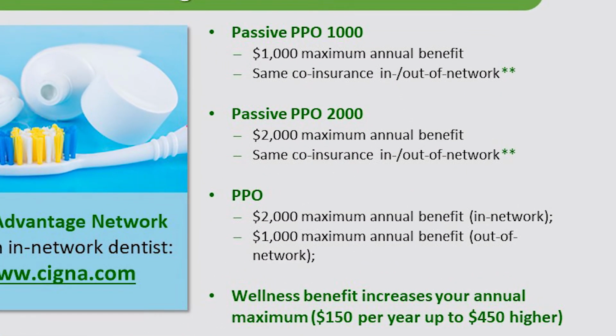So we're offering 3 plans. 2 are listed as passive PPOs. One is a PPO 1000, one is a PPO 2000. What passive PPO means is it's the same whether your dentist is in-network or out of network. You have the same benefits. So here in the 1000, you have a $1,000 maximum annual benefit. In the PPO 2000, there's a $2,000 maximum annual benefit. And then the third plan is a PPO, and that has $2,000 maximum in-network benefit and another $1,000 maximum out-of-network benefit.